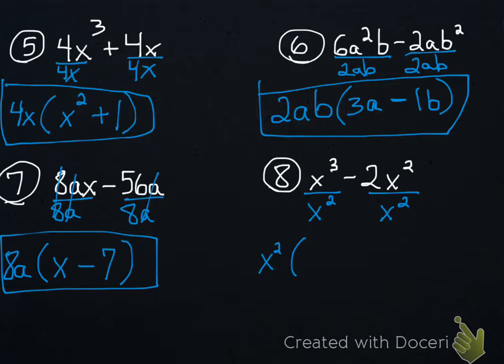In the first term, I had 3 x's on top, took away the 2 x's on the bottom, and I'm left with 1x, because 3 minus 2 is 1. Second term, I still have the coefficient of 2. It hasn't changed, and my x squareds are going to cancel. So my answer is x squared times x minus 2.